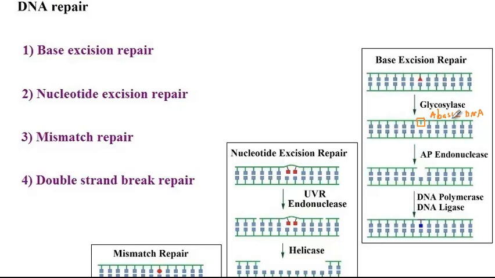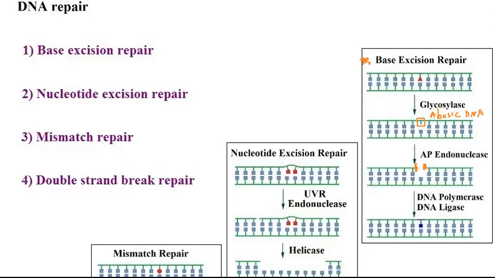And what an abasic DNA means is that it is a DNA that doesn't have a base. Next, there would be an endonuclease enzyme that will hydrolyze the phosphodiester bonds and now remove the abasic DNA. And then finally, DNA polymerase and DNA ligase will come in to fill in the gap. So that was a simple mechanism induced by base excision repair.